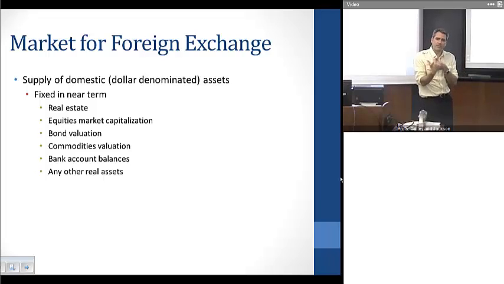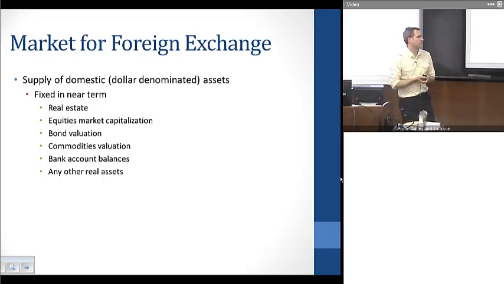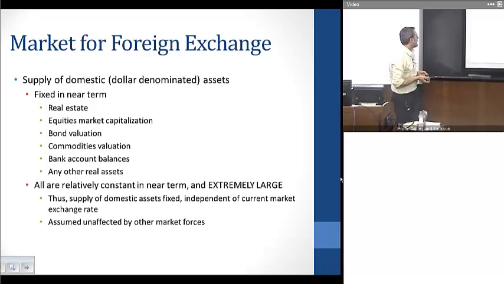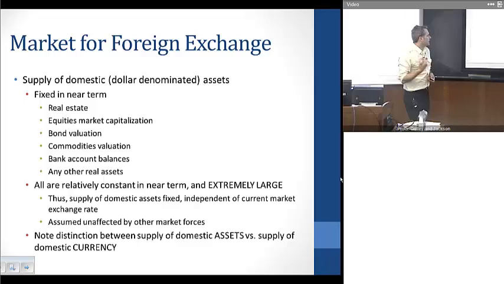Not only are they going to be fixed, they're going to be extremely large. So any fluctuations that occur are going to be minuscule relative to the overall size of the value of those things. And so because of that, we think of the supply of domestic denominated assets as being fixed. And it's going to be fixed relative to the exchange rate. And in particular, what that implies, as we'll see here in a second, is that the supply of domestic denominated assets is going to be vertical.